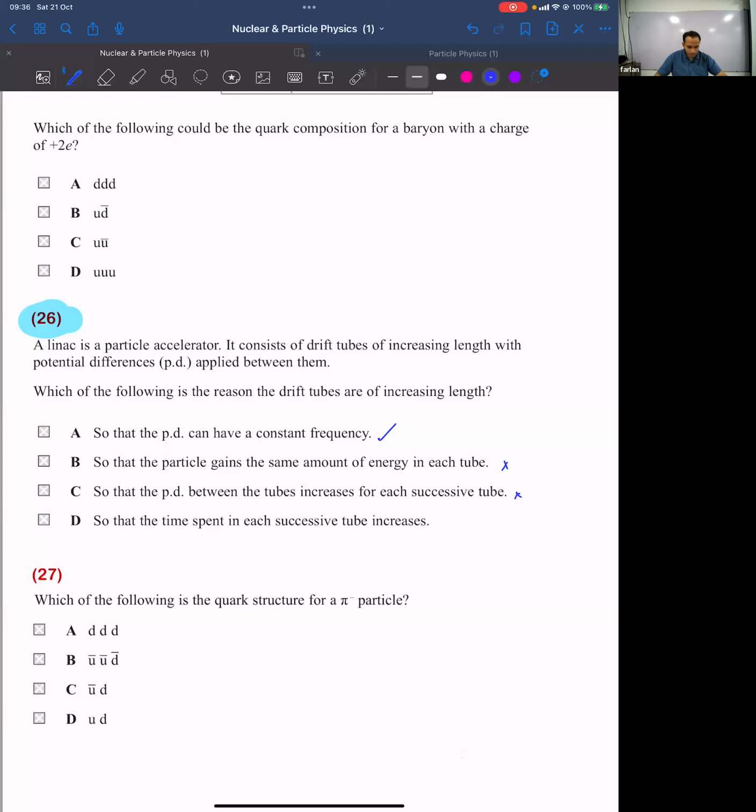So that the time spent in each successive tube increases? No, it is the same. The answer is A. Frequency is constant for the alternating voltage.